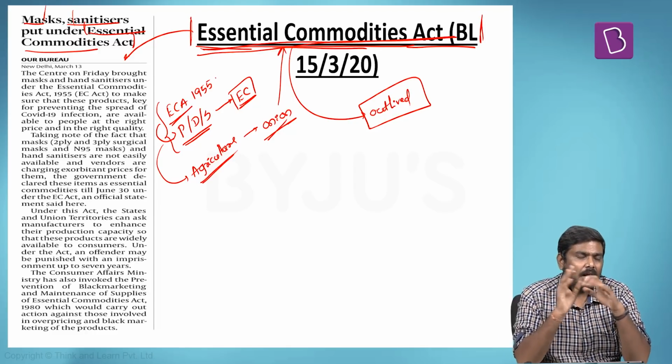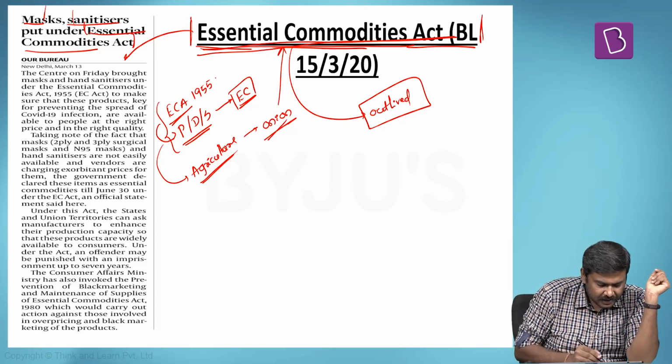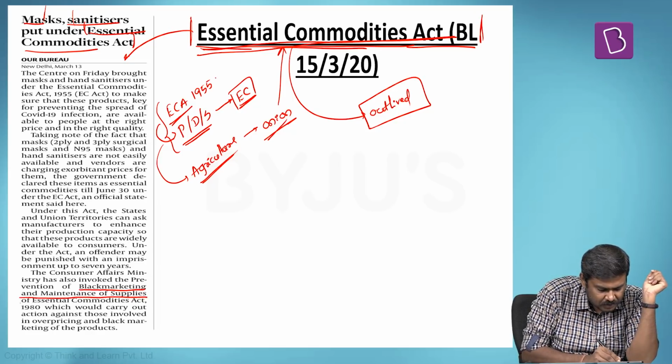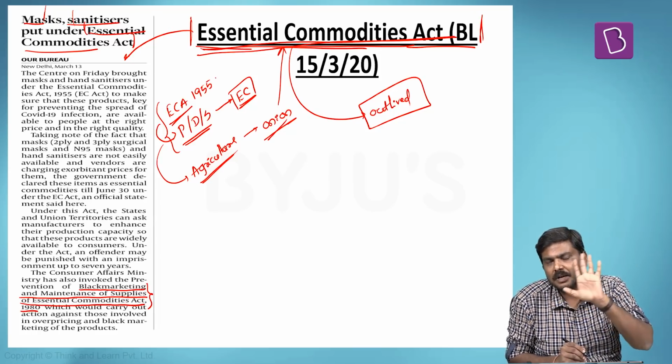But currently, understand this particular act has been utilized, and apart from this act, another very important act which is mentioned in various articles is the Black Marketing and Maintenance of Supplies of Essential Commodities Act of 1980. Remember this particular act also, it could be asked in UPSC prelims.